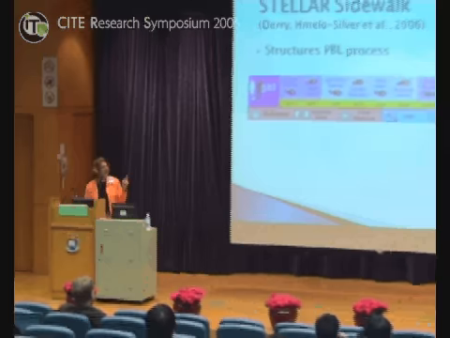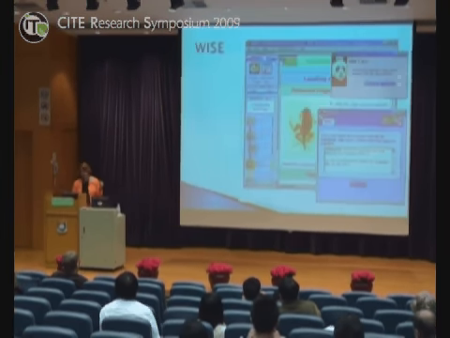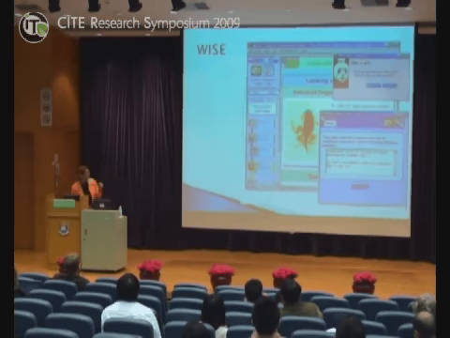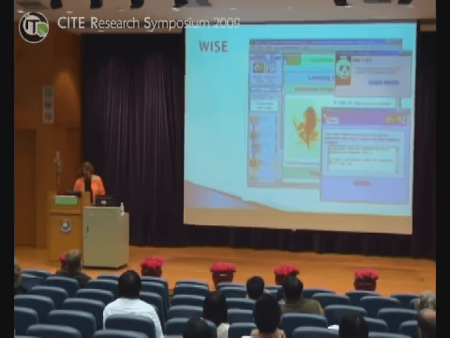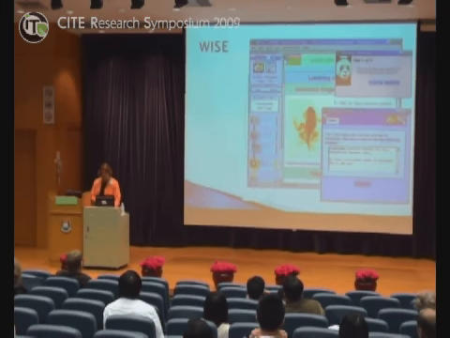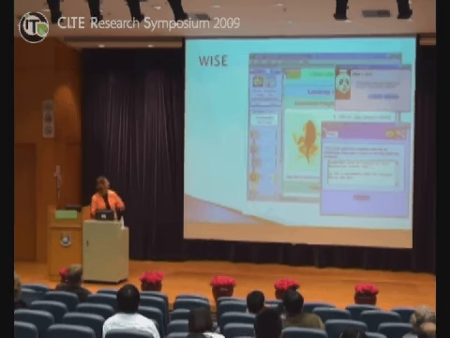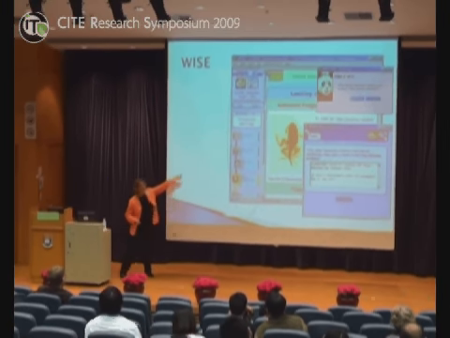The Stellar sidewalk is really simple. It reminds students what steps they need to do. It's got dates when things are due. Helps us maintain the agenda. WISE also has an inquiry map that communicates the patterns that students need to investigate to follow a task. So along the right side here.